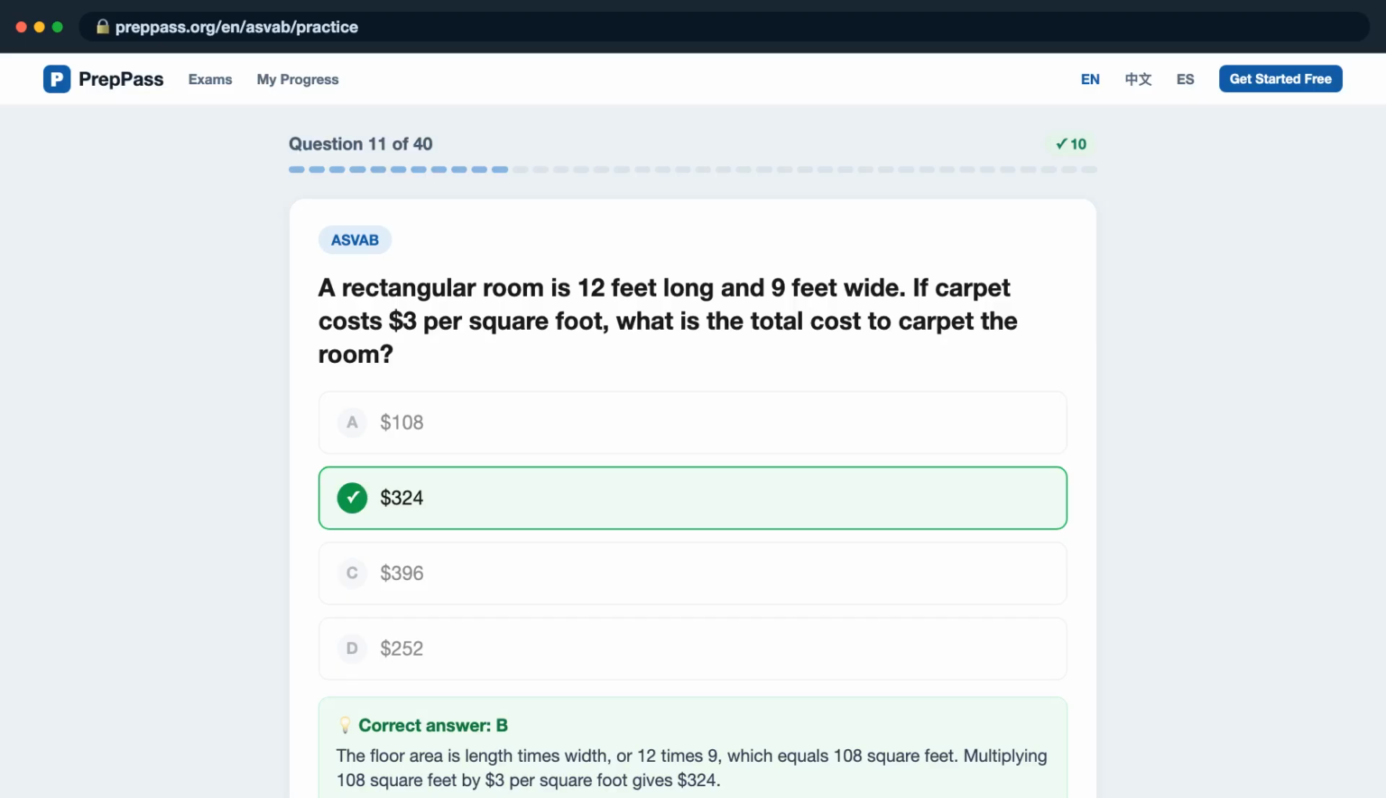The floor area is length times width, or 12 times 9, which equals 108 square feet. Multiplying 108 square feet by $3 per square foot gives $324.